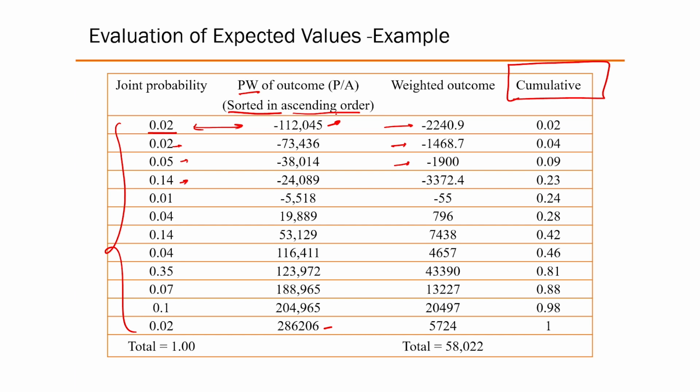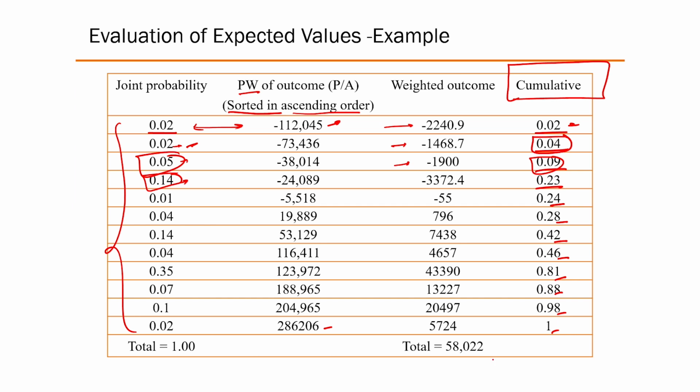So what is cumulative probability? This is 0.02. Then the next one becomes 0.04, which is this value plus this value, simply added. Then the next value is this value plus this value, so it comes out to be 0.09. Then this value added to 0.14, so you get 0.23, 0.24, 0.28, 0.42, 0.46, 0.81, 0.88, 0.98, and 1. Clear? That is how we calculated the cumulative probability.